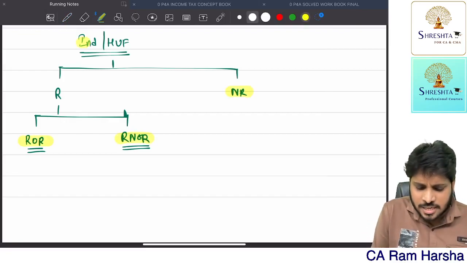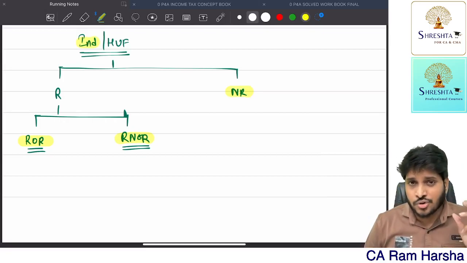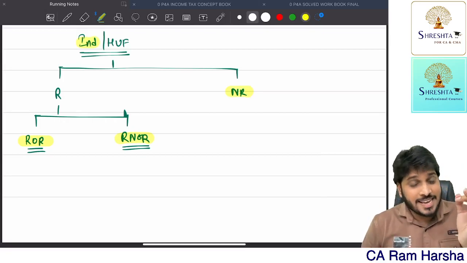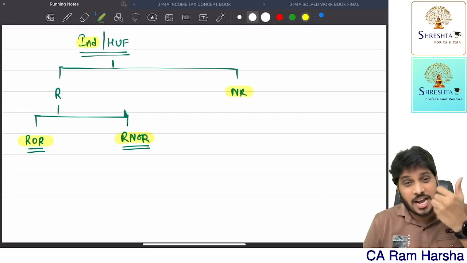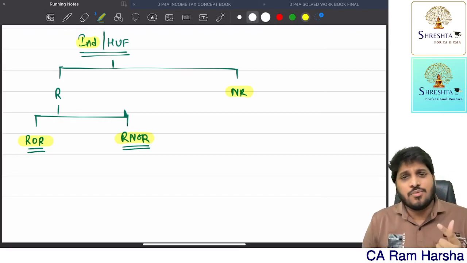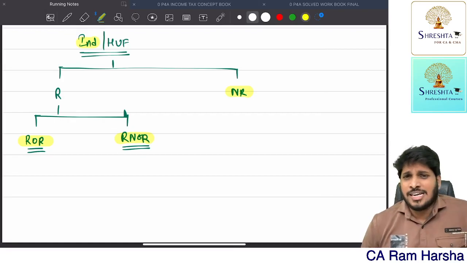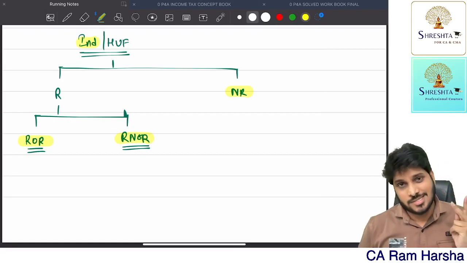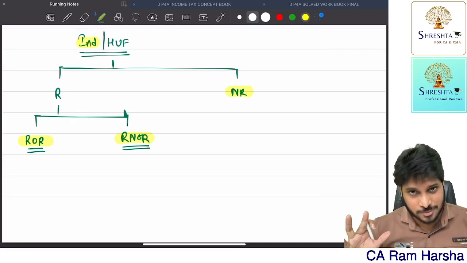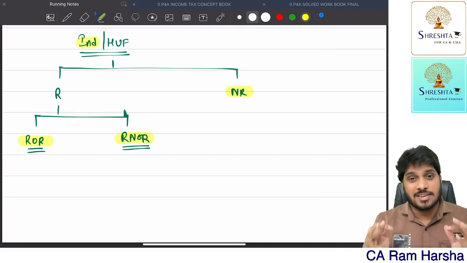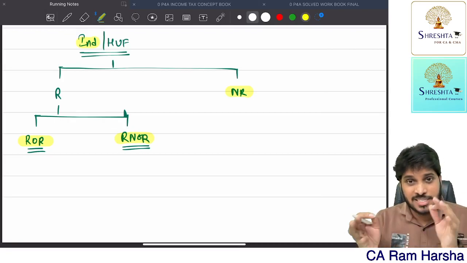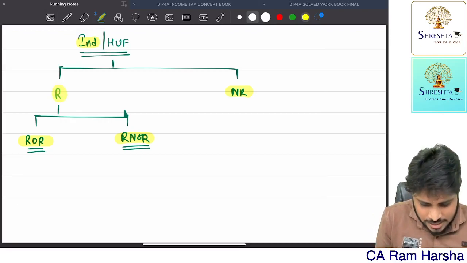So let us stick with individual. An individual has totally 3 classifications. Either he can be ROR, resident and ordinarily resident. Second one, resident, not ordinarily resident. He is a resident, but ordinarily he is not a resident. And non-resident. So 3 classifications we have. Getting it? Now, how to determine when an individual is treated as simply a resident?